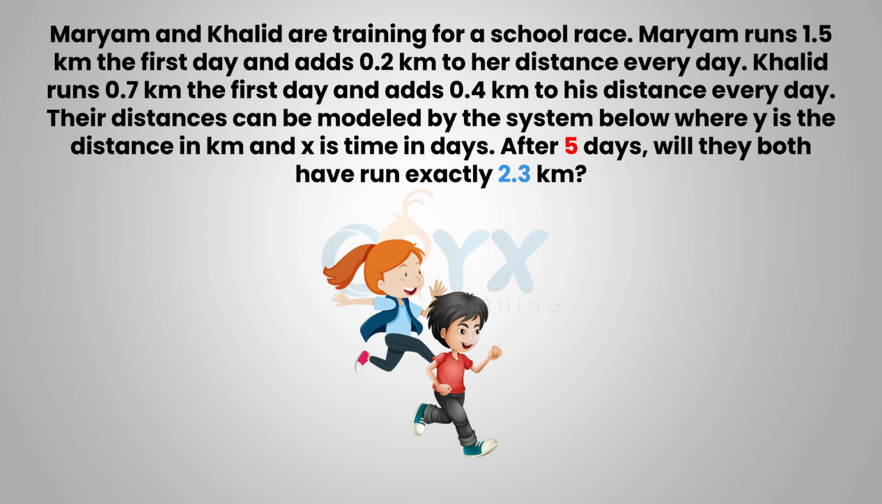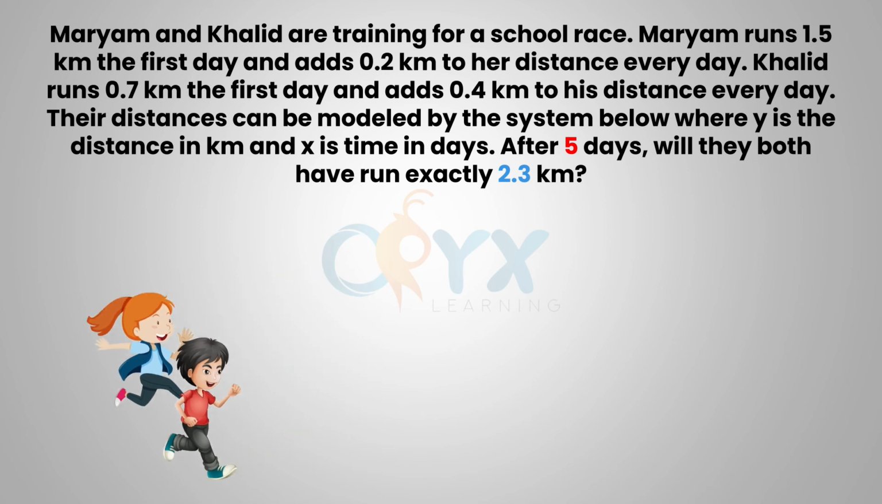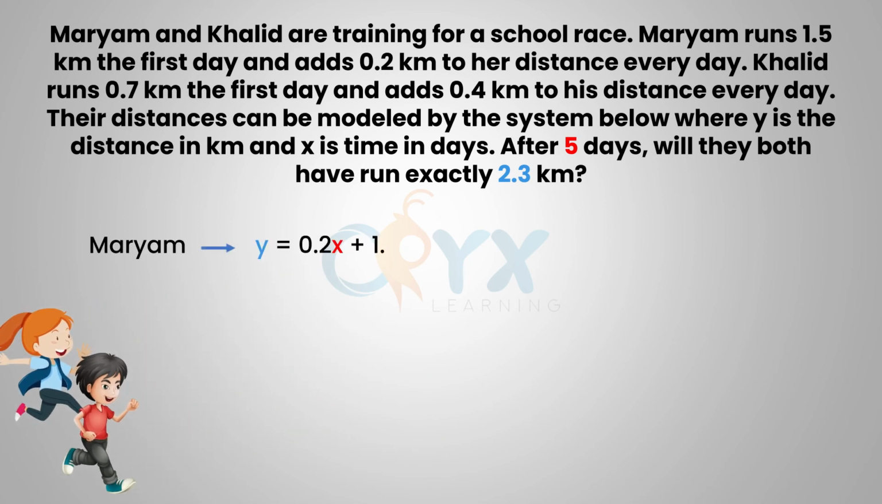So for this one, we have to set up our system of equations, which for Miriam is y = 0.2x, the amount that she adds per day, plus 1.5. 1.5 kilometers is how much she runs the first day. For Khalid, we have 0.4x, how much he adds per day, plus 0.7, the amount that Khalid runs the first day. So if the first day is already taken into account, we only have 4 more days to add up for the total 5.